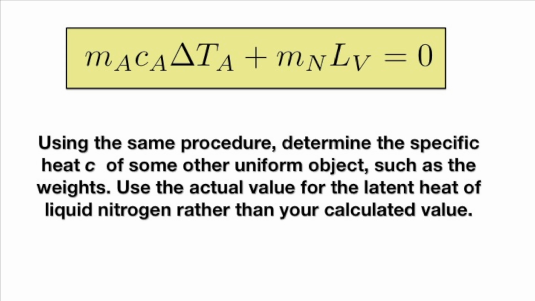Choose some other object you would like to freeze and determine its specific heat using the same procedure. Be sure to use the actual value for the latent heat of liquid nitrogen rather than your calculated value for this measurement. Look at a table of specific heats. Can you guess your object's composition based on its specific heat?